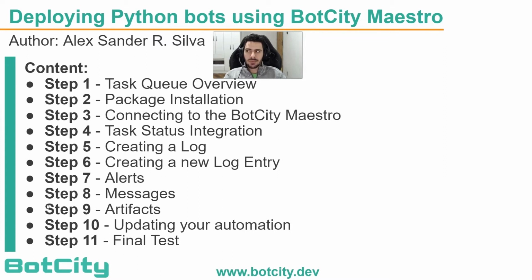In step 4, we will learn how to properly notify the orchestrator when a task is finished, with or without failure. In step 5, we will learn how to create a log, where you can keep useful information about the bot's execution and make it easier for the user to access them. In step 6, we will learn how to fill a log with information.